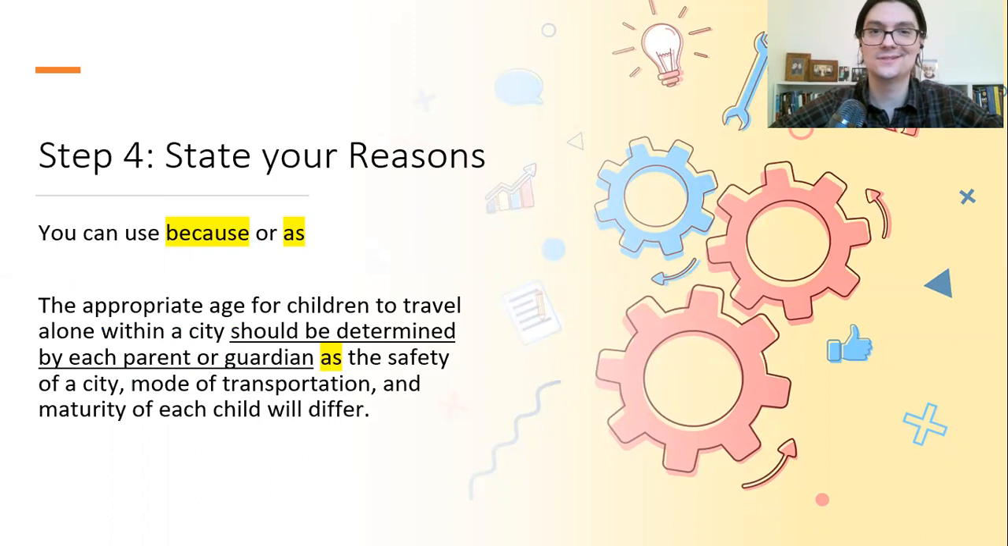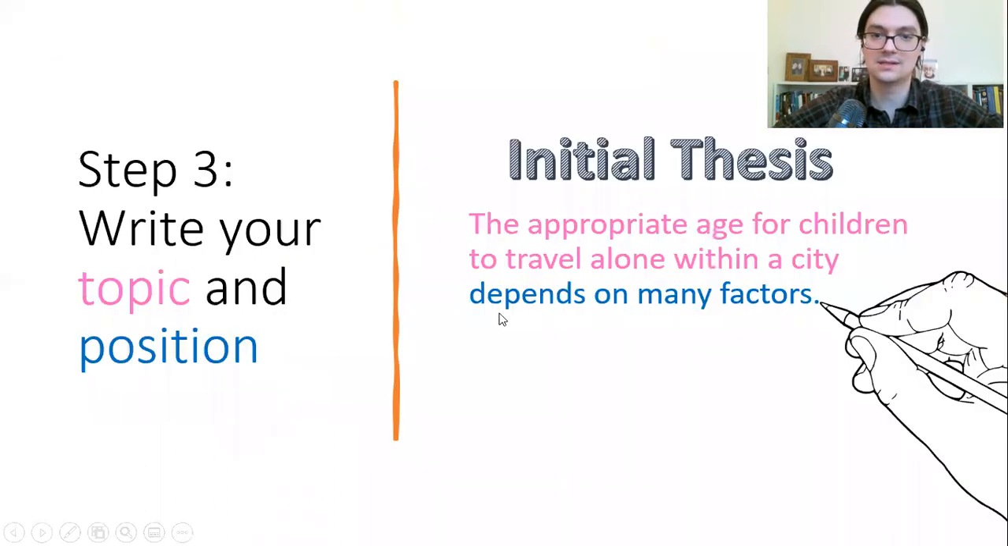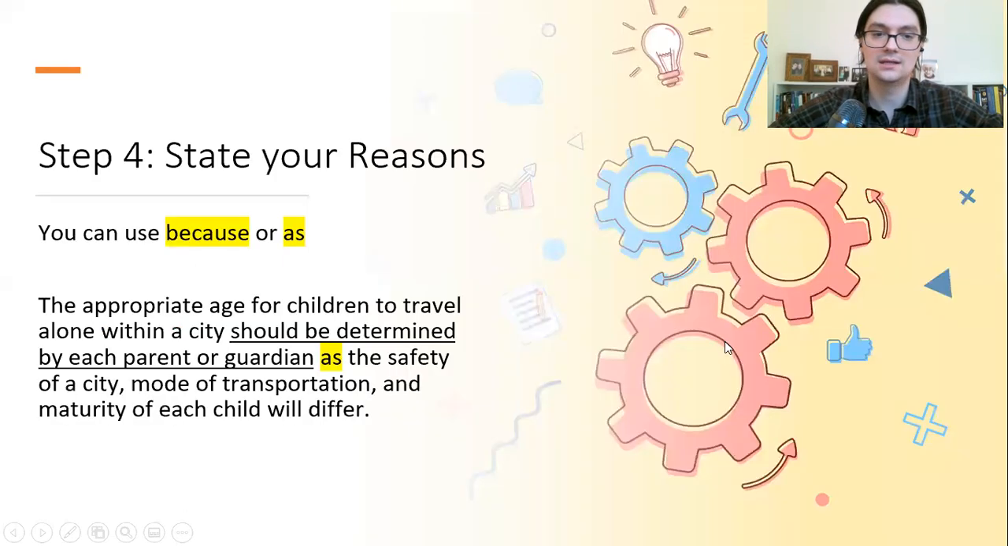So you can add reasons by using because or as, for instance. Here we've written the appropriate age for children to travel alone within a city should be determined by each parent or guardian, as the safety of a city, mode of transportation, and maturity of each child will differ. Note that we've made this part quite a bit more specific because earlier we simply said it depends on many factors. And here we're saying that it's really up to the parent or guardian to determine what is best.